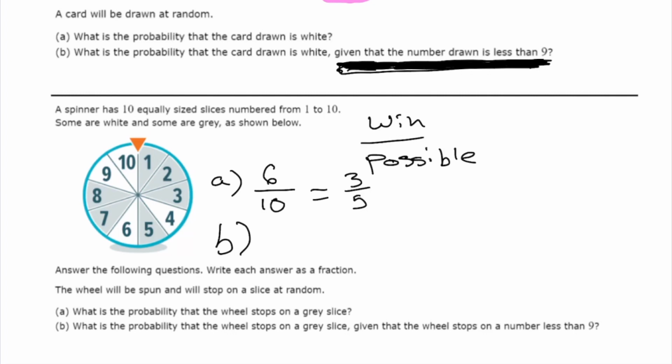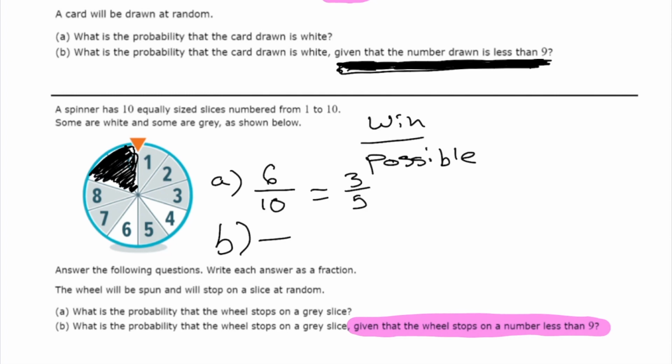So it says, what is the probability that the wheel stops on a gray slice, given that the wheel stops on a number that's, again, less than 9? Less than 9 does not include 9. When we say the word given, it means it's definitely going to happen, that it's less than 9. So basically 9 and 10 are taken out again on this problem. So now you can think about it like this. It's basically an 8-sliced wheel.